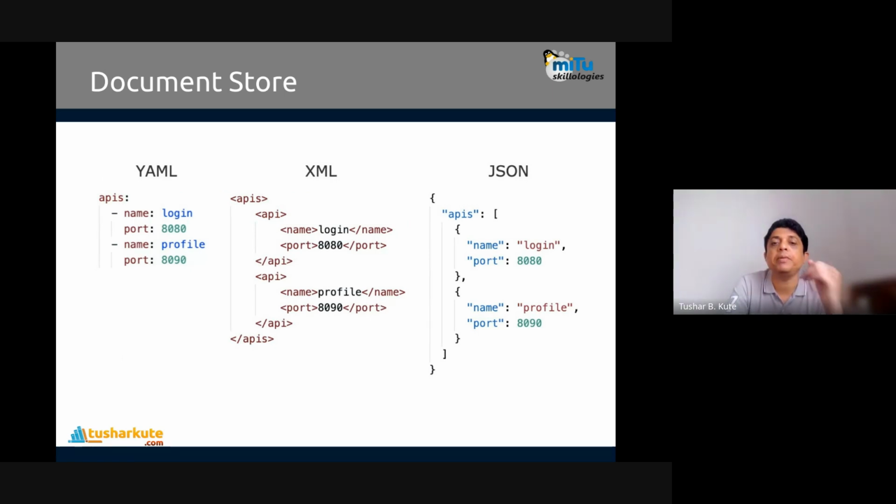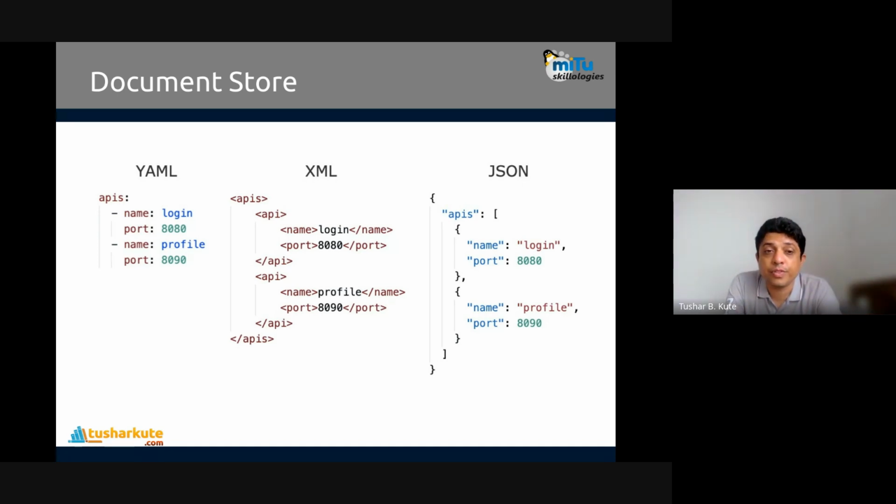See, if I compare them, you can see the same data. If I am storing it in a different file, YML, you can see API root, then under it we have name login, port 8080, and under name profile, port 8090. Then XML. XML contains tags, meta tags, which you can use to store data. Meta tags can be applied in XML.